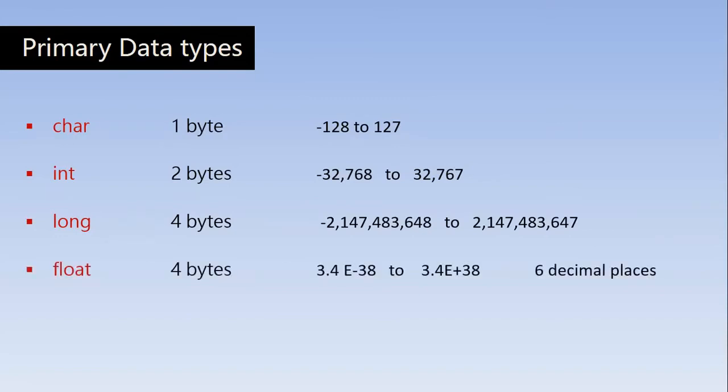So real numbers, or numbers with decimal values, are stored in float variables. A single float variable requires 4 bytes of memory and can have 6 decimal places in the fractional part, right? And the range for this float variable starts from 3.4 exponent minus 38. That means 3.4 into 10 to the power minus 38. And the maximum value that a float variable can have is 3.4 into 10 to the power positive 38.